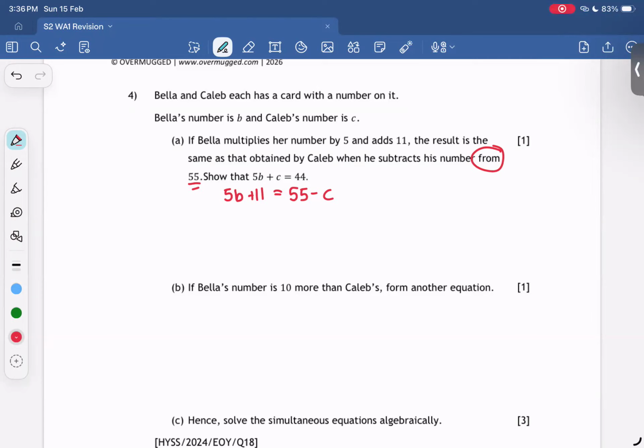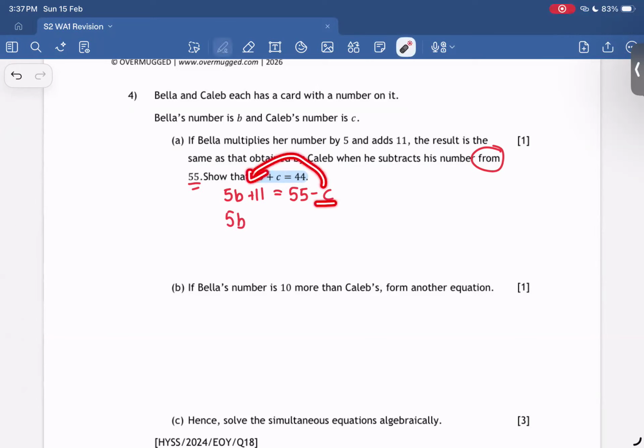So now I already got 5B plus 11 equals 55 minus C. We want to show that it equals this equation over here. So let's shift our C to the left. So 5B, when I shift the minus C, we bring it over, it will become plus C. Then next, 55, and I got 11.